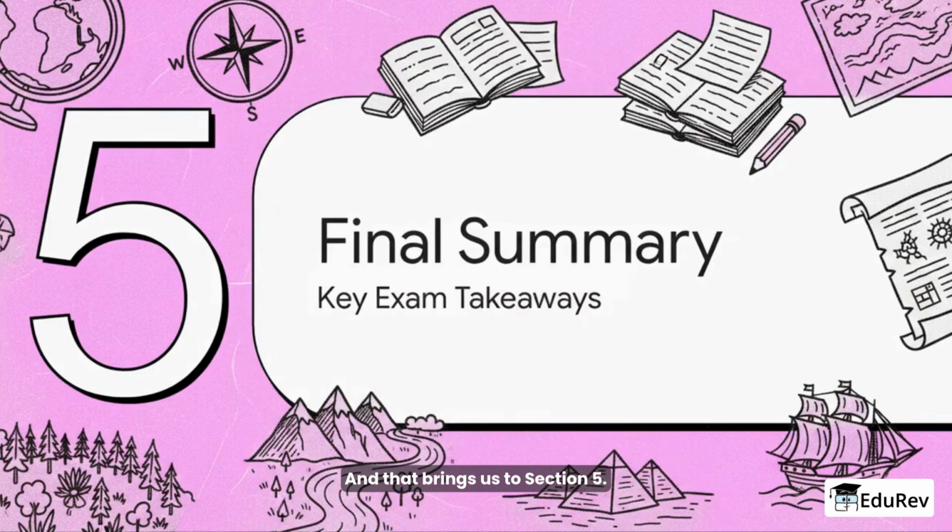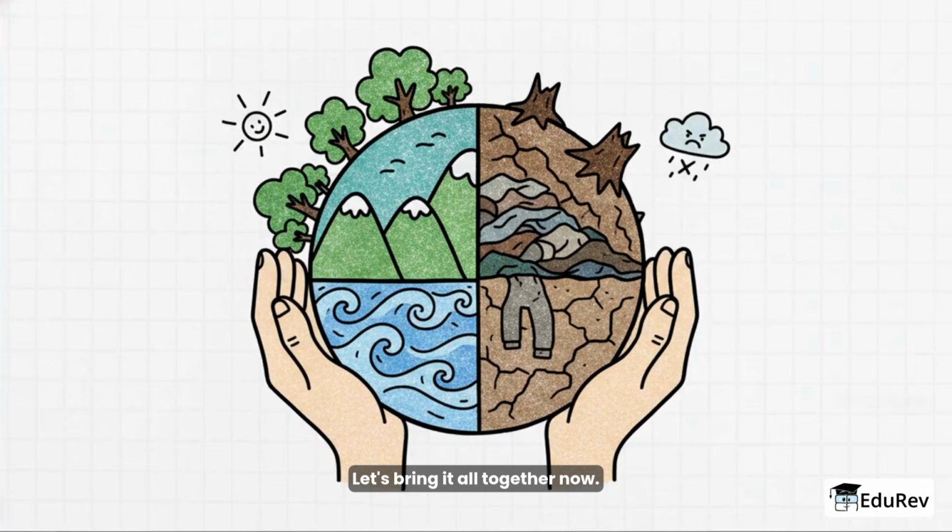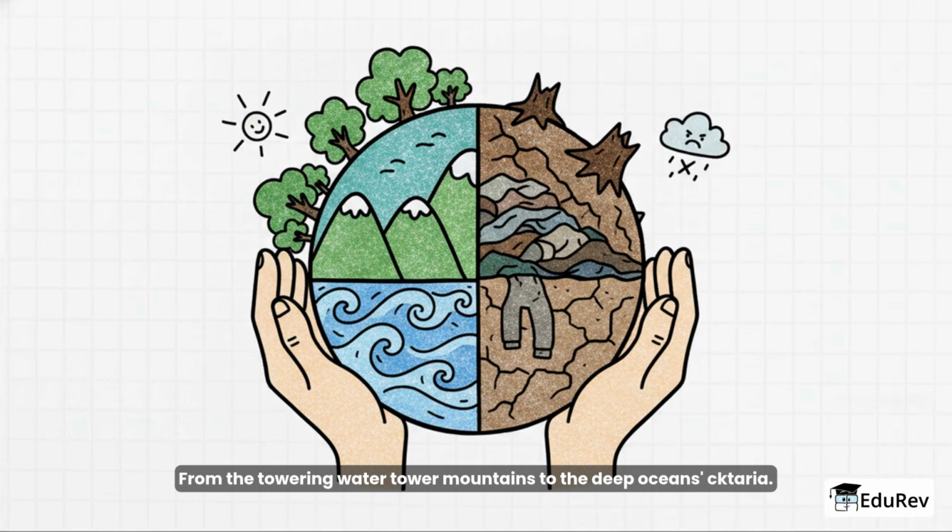And that brings us to section 5. World Geography Final Summary. Key takeaways for your exams. Let's bring it all together now. Grab your notebooks, class. To summarize world geography, some glimpses. Our planet's varied landforms, from the towering water tower mountains to the deep oceans producing our oxygen, are the engines that control our global climate and our ecosystems.